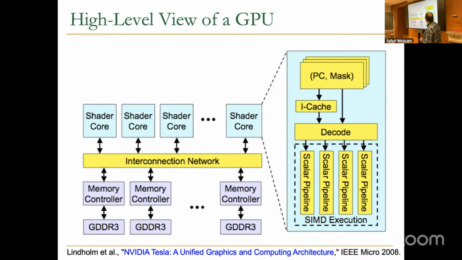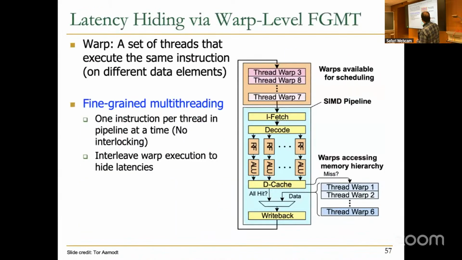Okay, so the shader cores connect through an interconnection network to memory controllers and access your off-chip memory. In a shader core, we have the front end, which is the program counter, mask, caches, decoding to decode instructions, and your SIMD execution model. We're going to see more about that. I discussed already latency hiding, which happens in warp-level fine-grained multithreading, which NVIDIA GPUs rely on a lot.